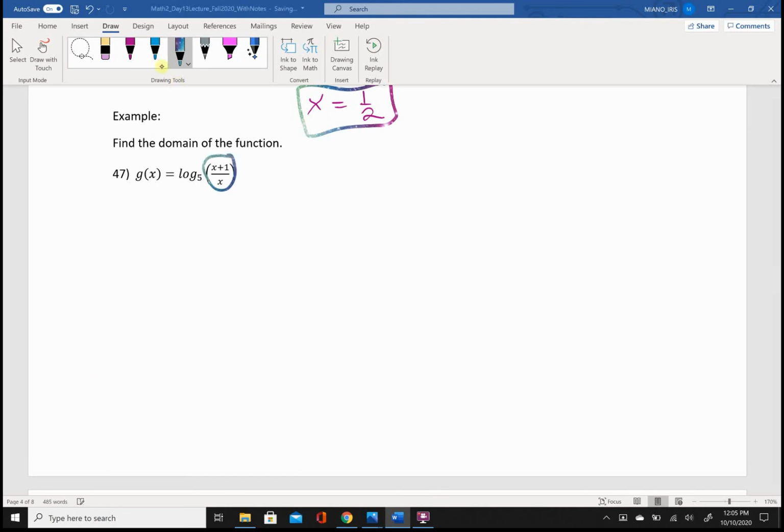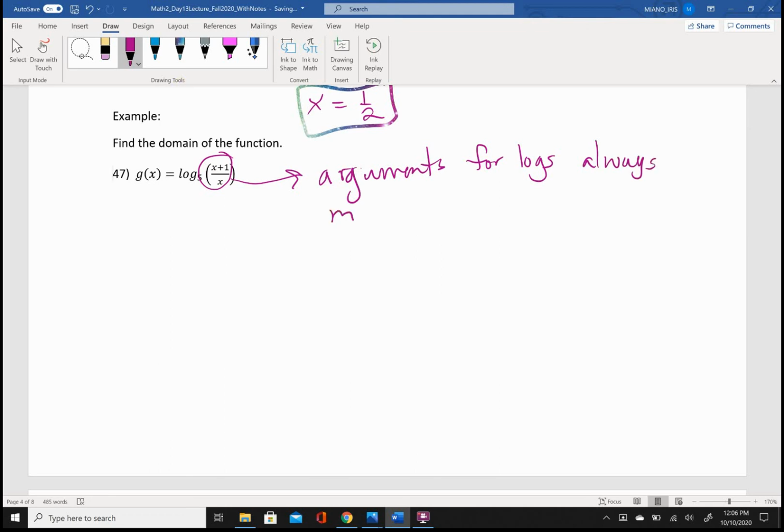So I'm going to just circle this argument. I'm going to use this pen and say arguments for logs always must be positive. Okay, and you can think about that as related to the range of the exponential functions, as they always have to be positive.